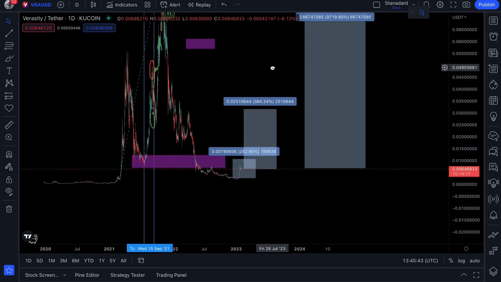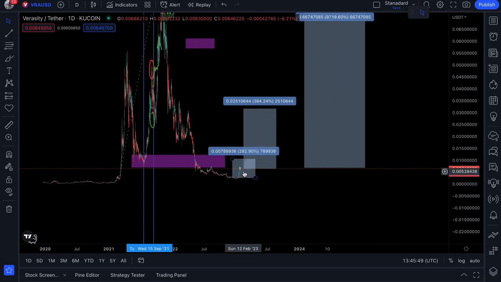And that leads on to February, right? So what can we expect for February for Verasity? Now, so far it's been an incredible month, up over 200%. Now there's a few things that must occur for Verasity's bullish momentum to continue.